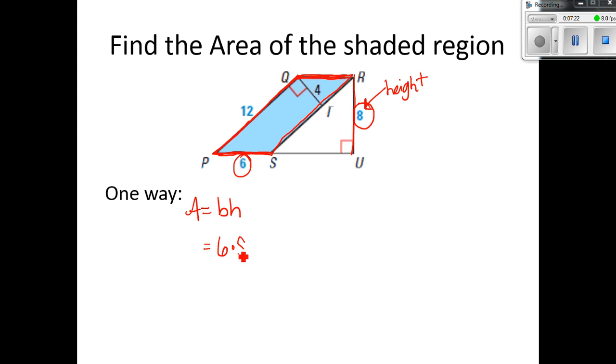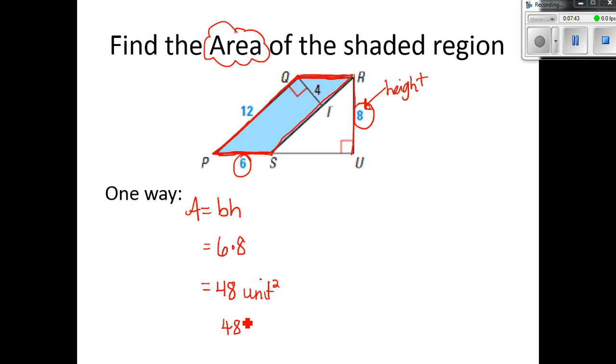Okay, so 6 times 8 would be 48. Now we're talking about an area, and our units for area have to be units squared. If we were talking about centimeters, we'd say centimeters squared. If we were talking about feet, we'd say feet squared. Now make sure that you don't write 48 squared, because that is not the same as 48 units squared. That is a very important part. Now that's one way, but maybe some of you can see it a different way.